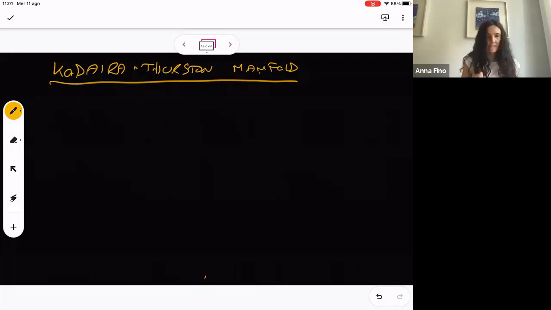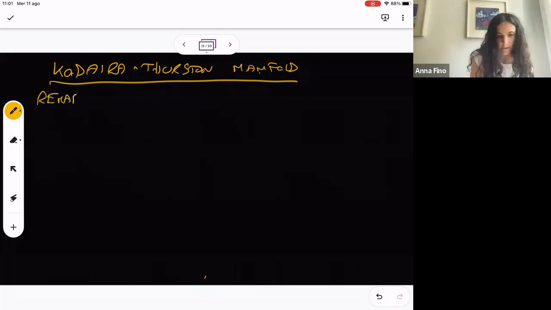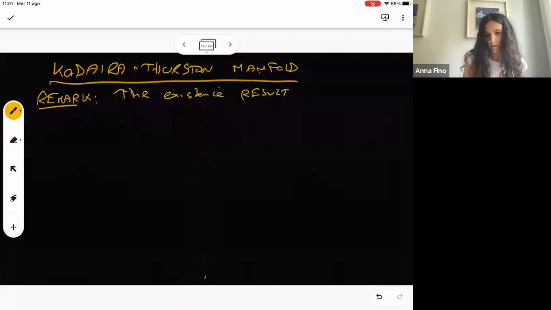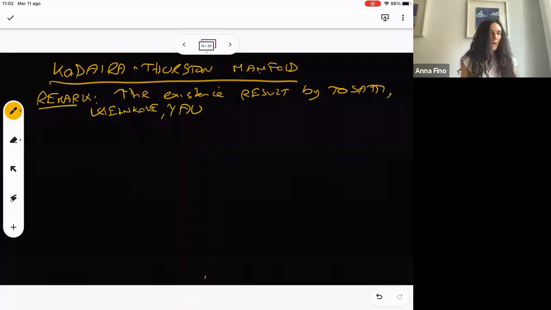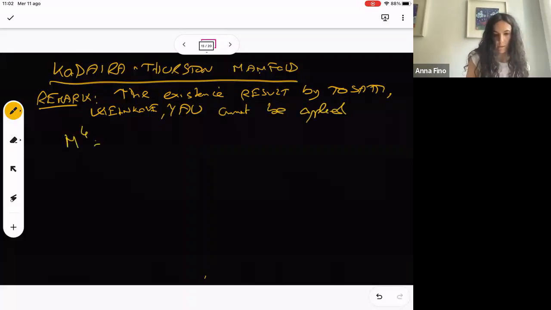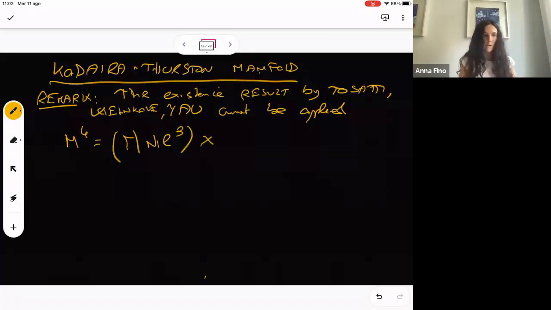The first thing we can note is that the condition that we wrote before, so the existence result by Tosatti, Weinkove, Yau, cannot be applied in this case for our Kodaira-Thurston surface. Remember, we saw that in the first lecture. It was a manifold, a product of this quotient. This is just the real Heisenberg group quotient times S1.